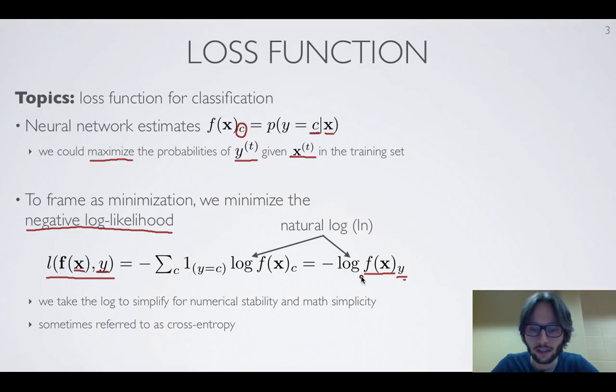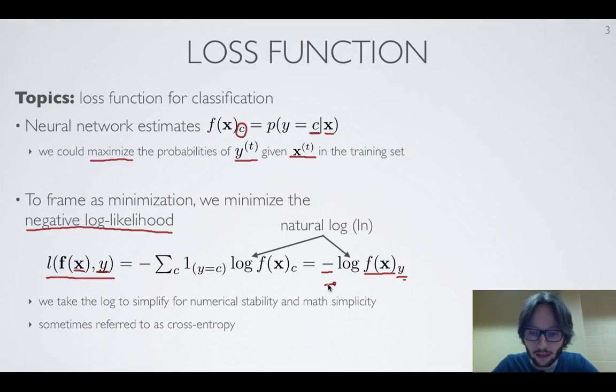The relationship between maximizing the probability and minimizing the negative log probability is that maximizing something is the same thing as maximizing the log of something, because log is a monotonically increasing function. And maximizing something is the same thing as minimizing the negative of something. So these two problems are actually equivalent.